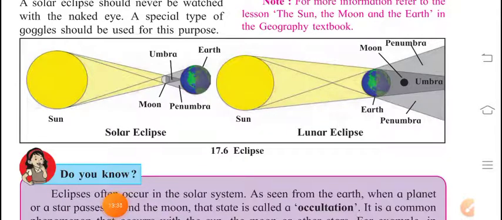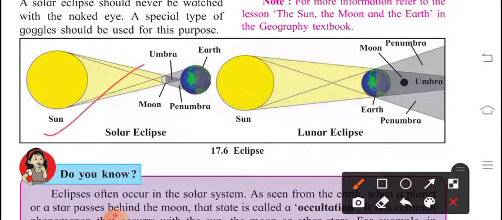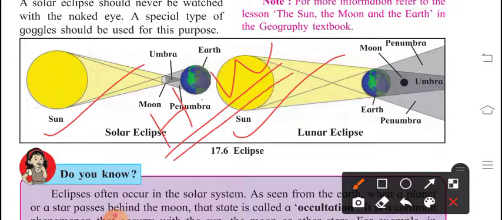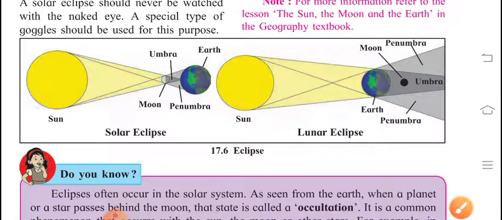Here you can observe the diagram for solar eclipse and lunar eclipse. This is a part of your homework. You have to draw this diagram. And whatever I have explained to you, please see the video carefully. Each and every part you have to see in the video, and you can understand clearly. And this is a part which you can study in your geography also.